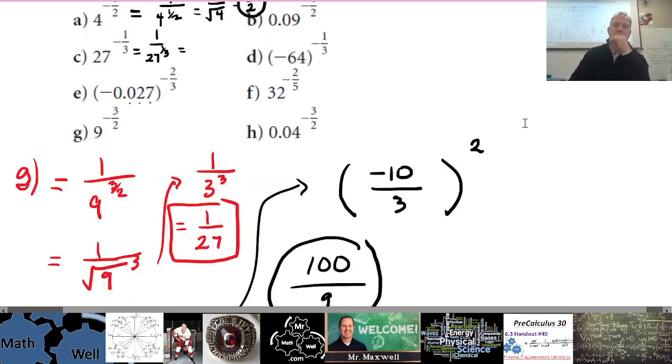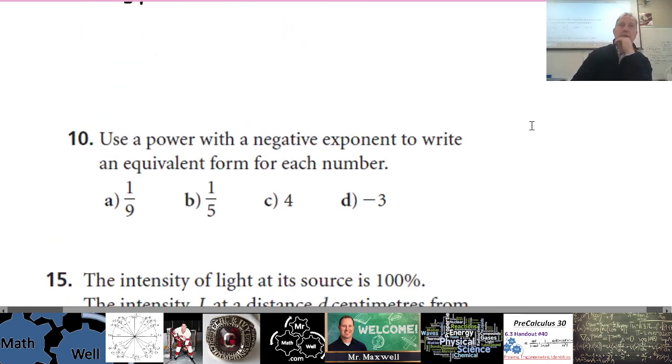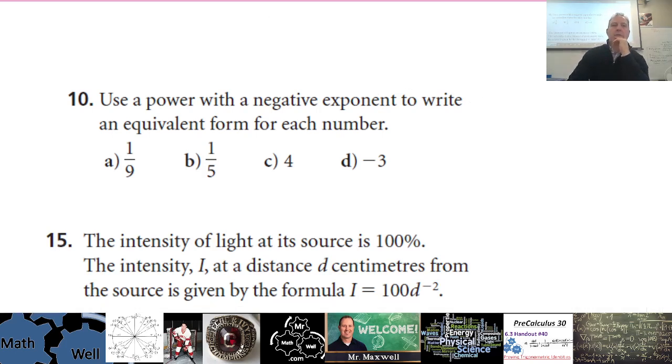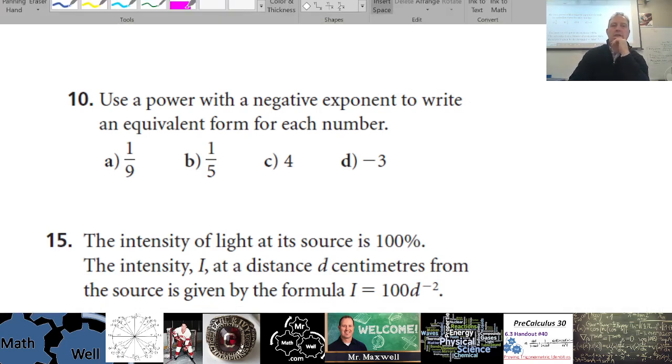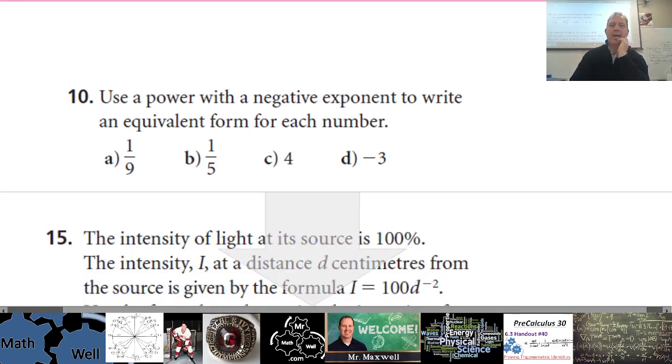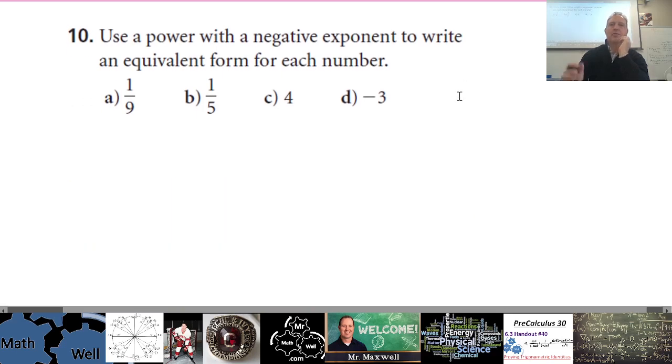All right. Okay, so there's some more from number 9 that I'll let you guys do on your own, but I'll keep time here. I'll keep going and help you through some of this as well. So number 10, let's just skip to number 10 here. Use a power with a negative exponent to write an equivalent form for each number. Oh, okay. So 1 over 9, we've seen this one already before, but that's like 1 over 3 to the positive 2, right? So how can I write this with a negative exponent? Any guesses?